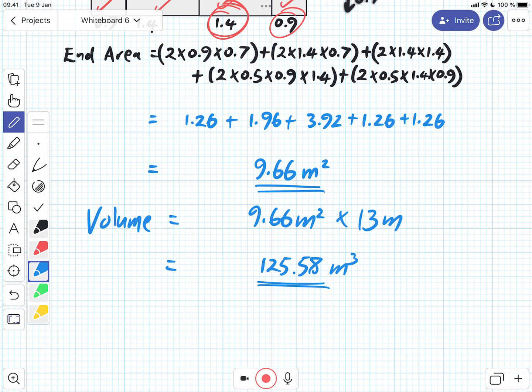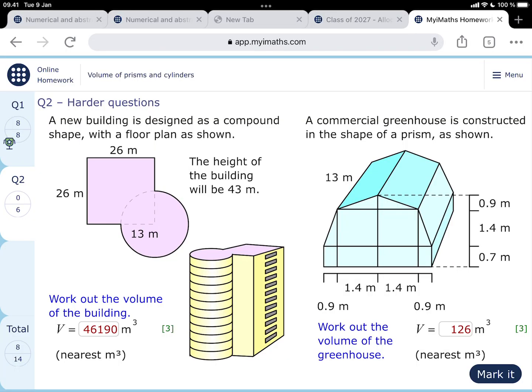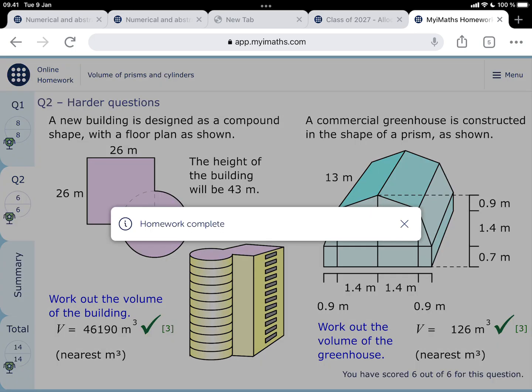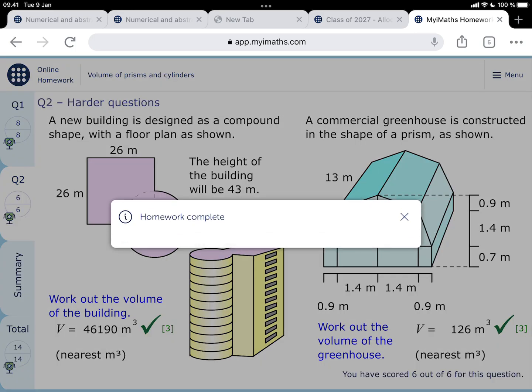So we'll just put that into MyiMaths. We needed to do that to the nearest meter cubed, so that's 126. We'll mark it, and 6 out of 6.